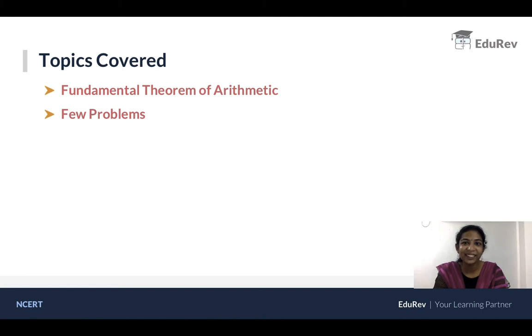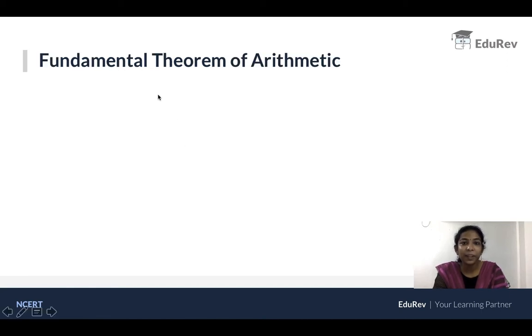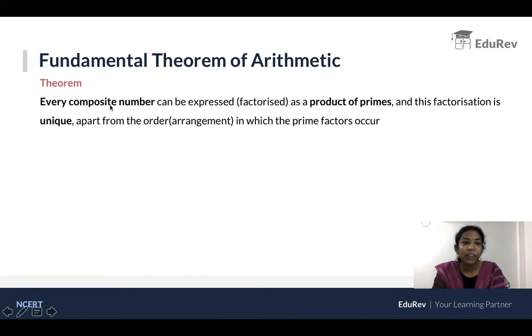Let's get started. So fundamental theorem of arithmetic. What does the theorem say? Every composite number can be expressed as product of primes, and this factorization is unique apart from the order in which the primes occur. So before understanding the theorem, let's try to know some terms. What is a composite number? A number which has more than 2 factors. And what is a prime number? A number which has exactly 2 factors.